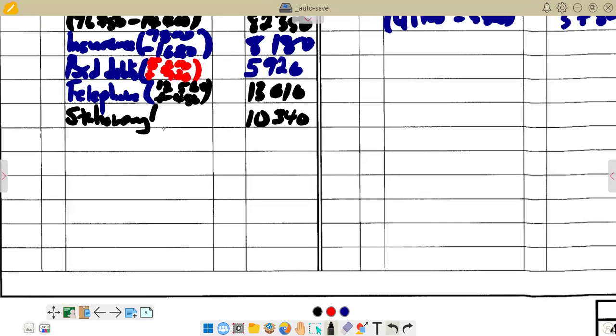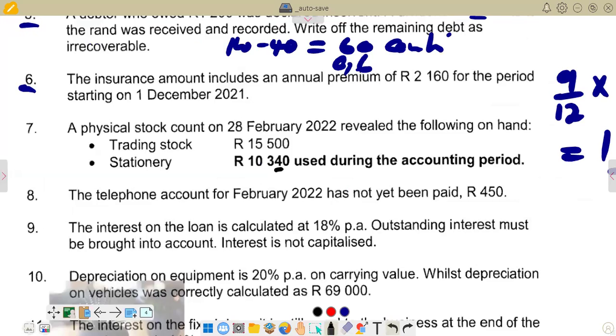So here we are saying 10,800 minus 460. So this is what we have. Then after stationery, we can go back there to check what we have on the list of balances.